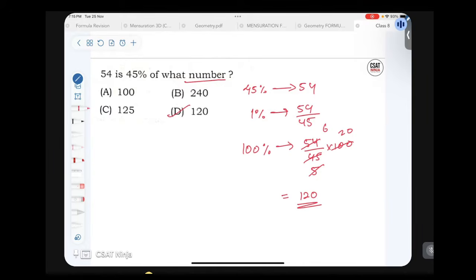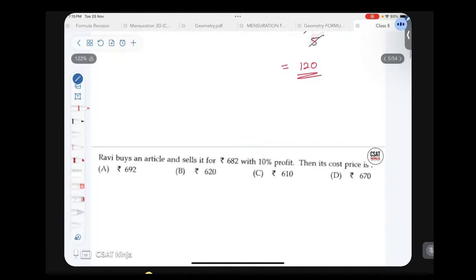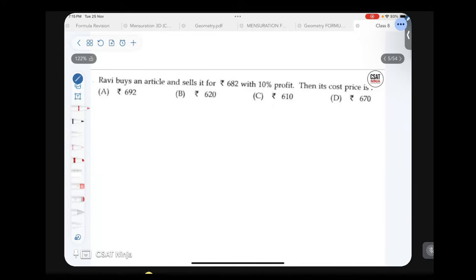Till now, are you guys following? These are basics only. Now let's go to the next one. Similar type of question. When you read this question first, you may think that the question is from profit and loss. But this type of question we can approach from percentage easily.